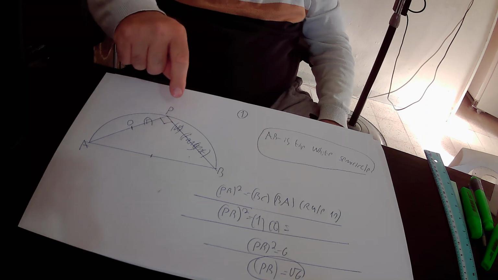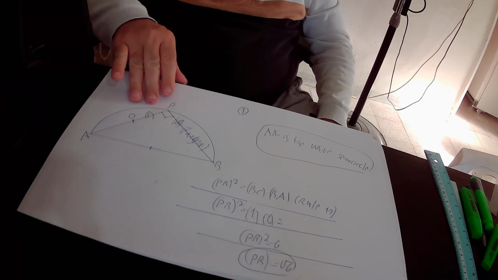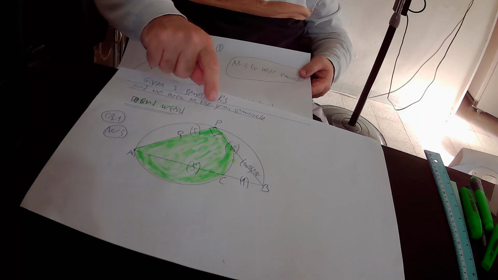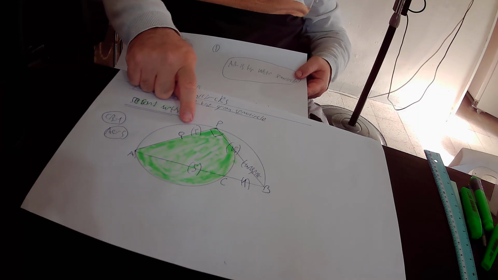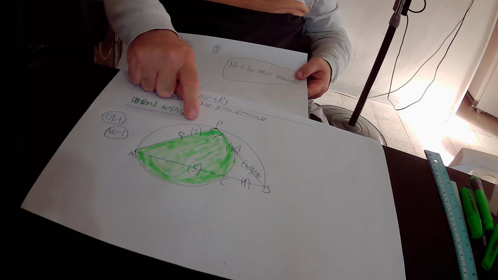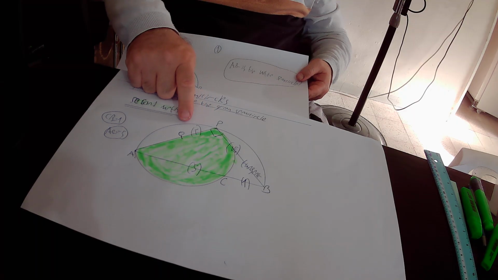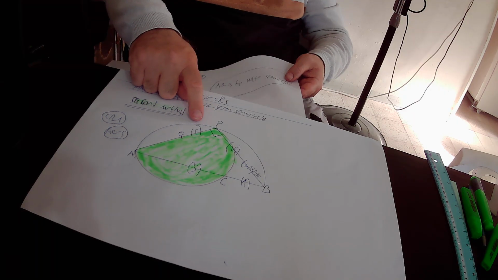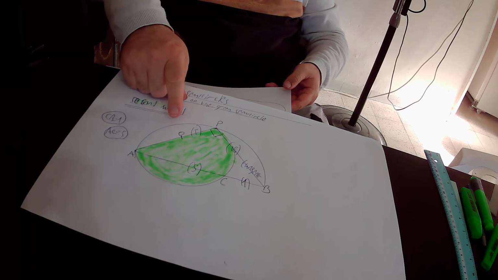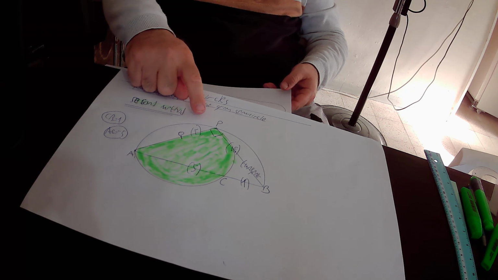This angle equals 90 degrees. It means that line segment BP is perpendicular to PA. So here, line segment BP is perpendicular to PA. PA is the diameter of the green semicircle. Therefore, the center of this green semicircle must be located somewhere between points P and A, because PA is the diameter, and therefore the center must be located between points P and A.